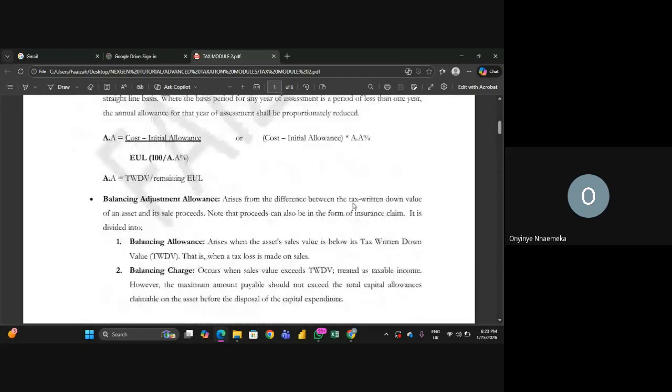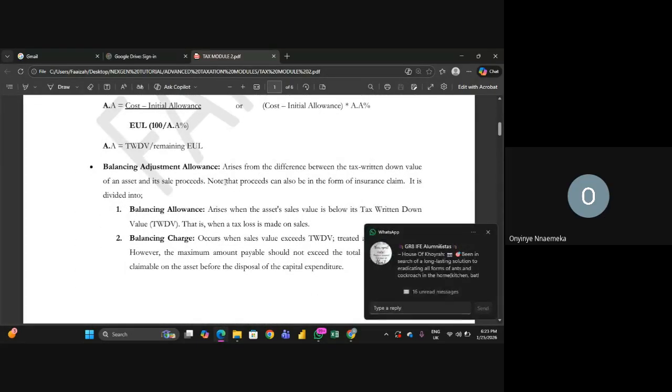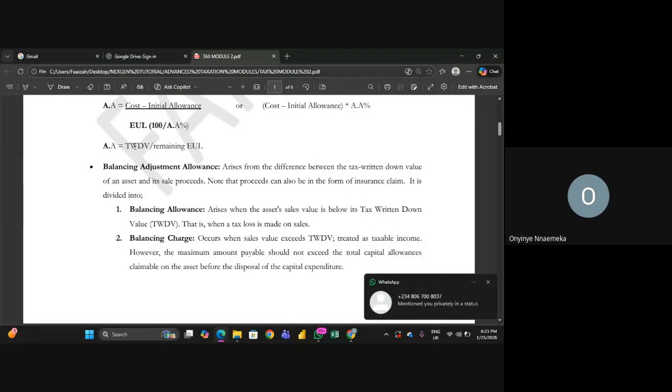And to use this third formula, you need to know your tax written down value divided by the remaining economic useful life. So the tax written down value is simply your carrying amount in the tax realm. In accounting, you say cost minus accumulated depreciation will give you what? Carrying amount. But in tax, you do cost minus what? Annual allowance minus initial allowance, and that gives you the tax written down value.